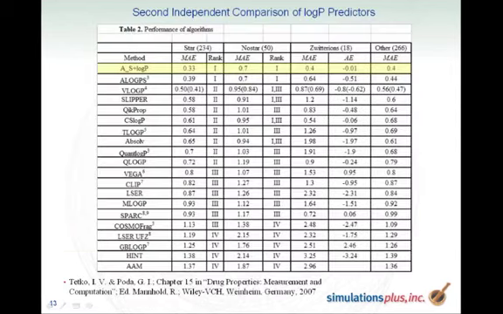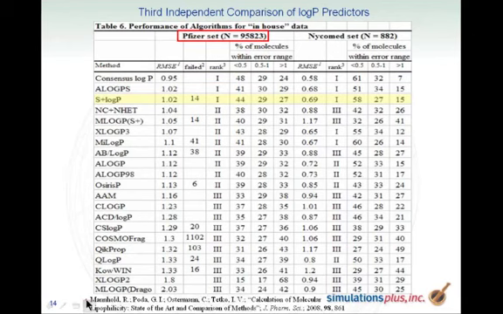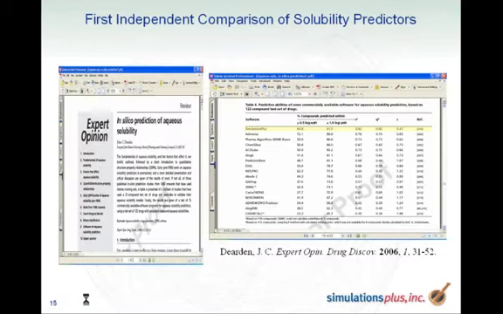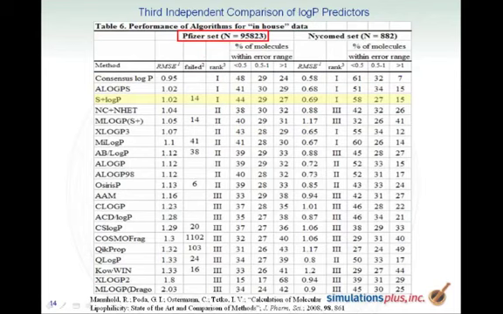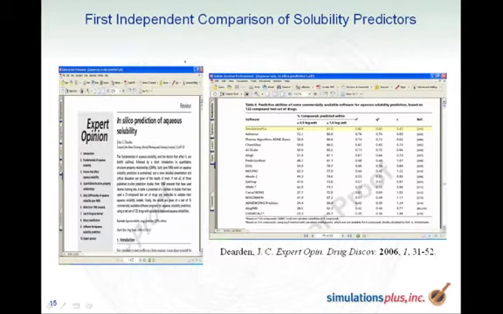The second independent comparison was performed by Tetko et al. And again, you can see that our model for log P came out ranked 1. So whenever you see an S+ in front of a model, that stands for Simulations Plus. As you can see also, the ALogP model was ranked equally with ours, and this is the model built by Tetko. And then the third independent comparison of log P predictions was performed by Mannhold and Tetko. And again, you see that we ranked number 1. This was on a very large data set of about 96,000 compounds from Pfizer.